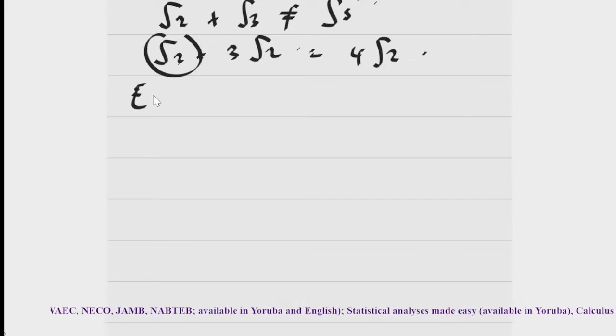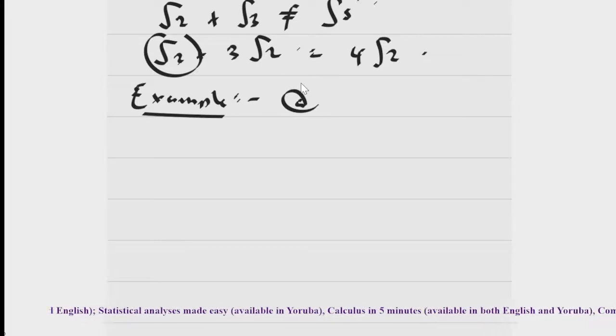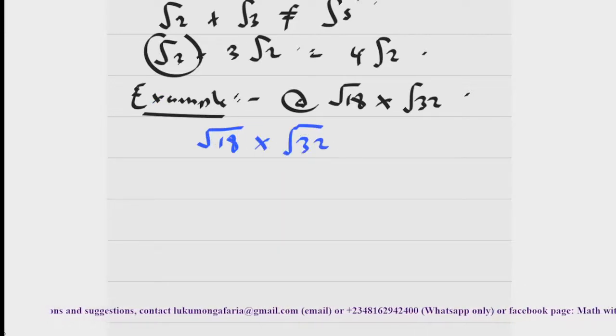Let me give you an example. Example 1. The question says root 18 multiplied by root 32. How to do this is not difficult. What you have to do is to see whether you can simplify this further into its simplest form. And we can do that. How do we express it in its simplest form? Check the number inside the radical and express it as a product of its factors, where one of these factors is a perfect square.